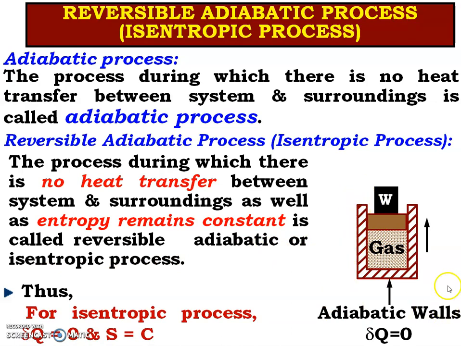This is the graphical representation. So it has a cylinder which is filled up with the gas and weight is placed on the piston. And the wall is adiabatic so that delta Q is 0. And during that time, entropy also remains constant. So S is equal to constant.